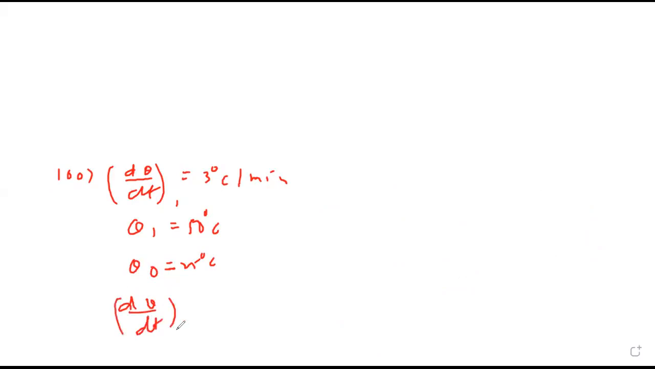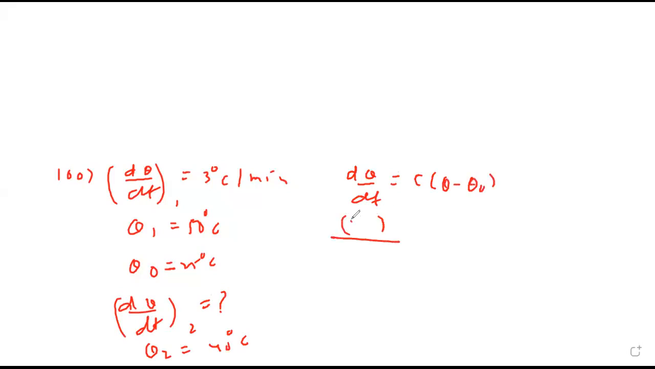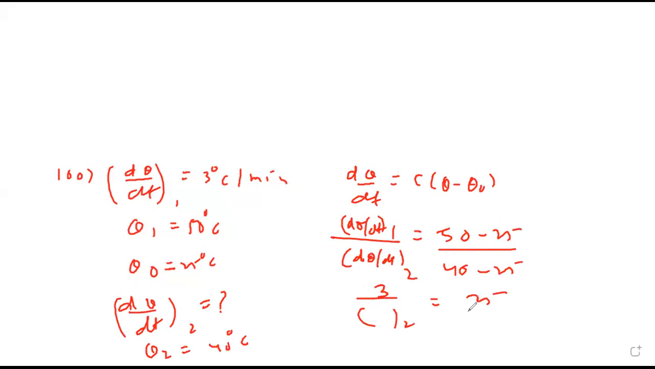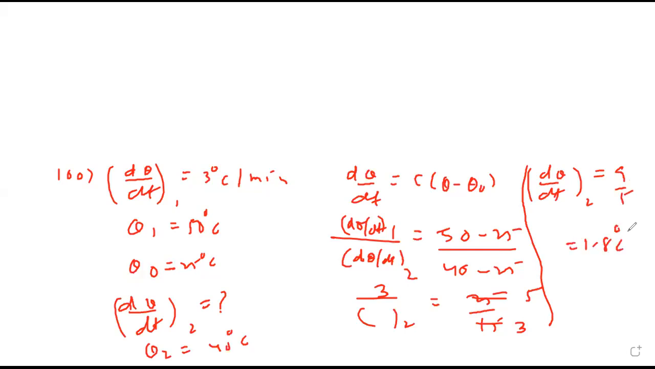at 40 degrees temperature? The rate of cooling is C into theta minus theta 0. So first rate of cooling upon second rate of cooling, C will get cancelled. It is 50 minus 25, 40 minus 25. So 3 upon second rate of cooling is 25 upon 15, 5 into 3, 5 into 5. So the second rate of cooling will be 9 upon 5, 1.8 degrees Celsius per minute. That is option.